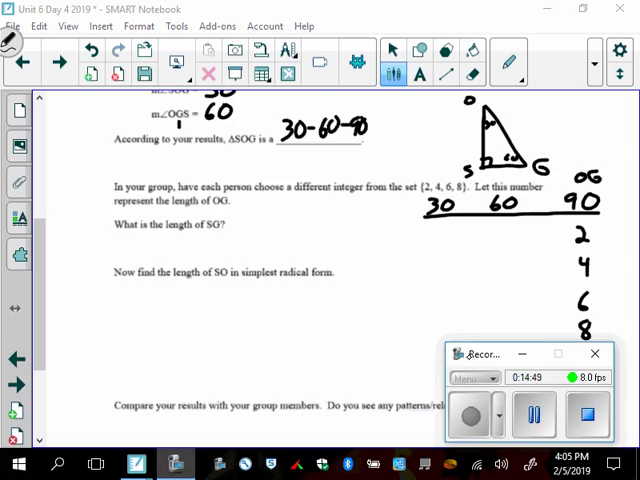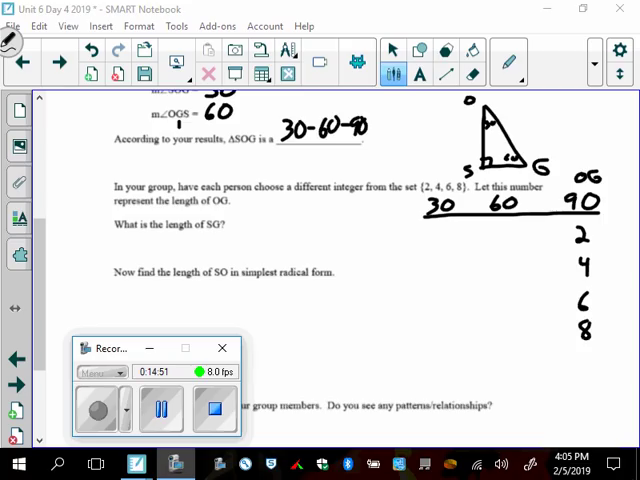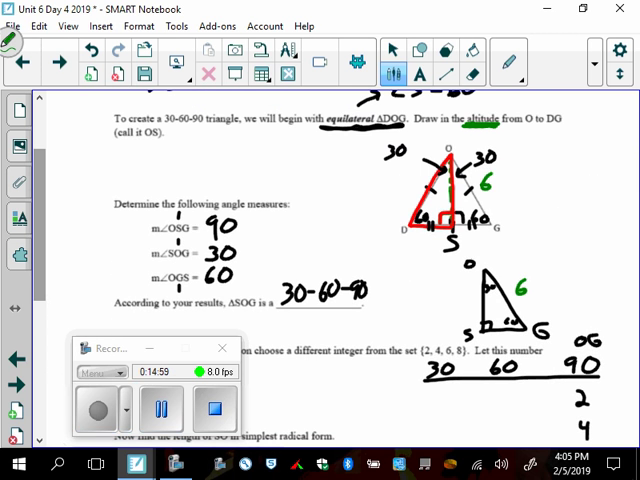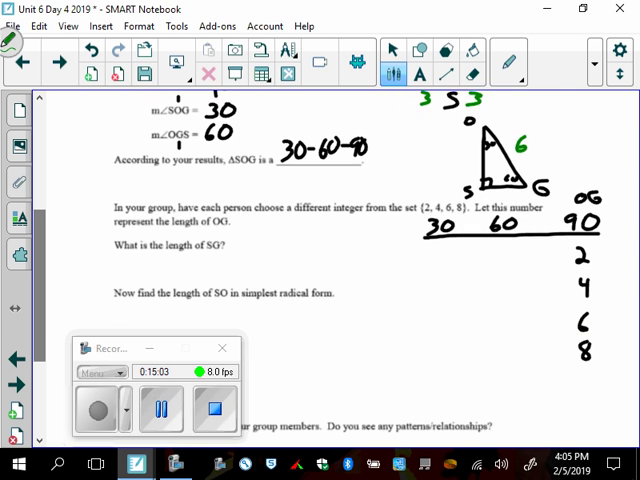I'll do 6 this time. And if this is 6, just like up here, this is 6, and then both of these would have to be 3 because it's been bisected. So now I know across from the 30 is 3. And shoot, so I use trig. What do I use to figure out the third side here? I have two of the three sides.